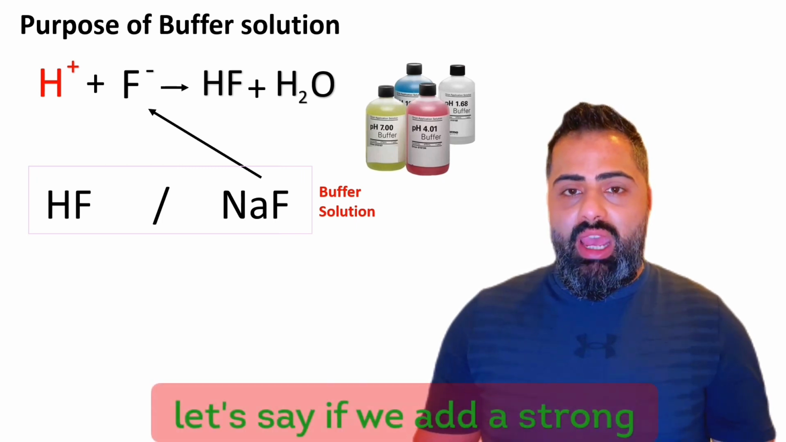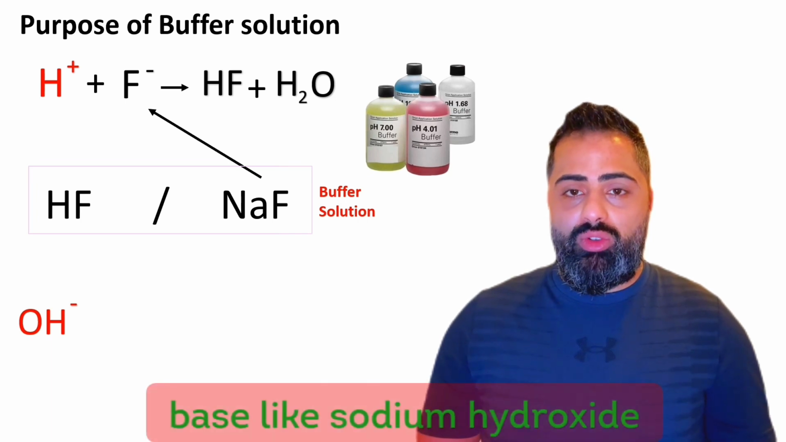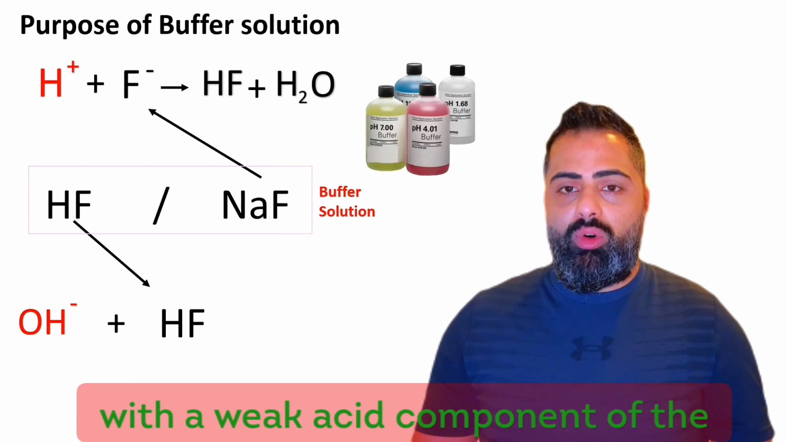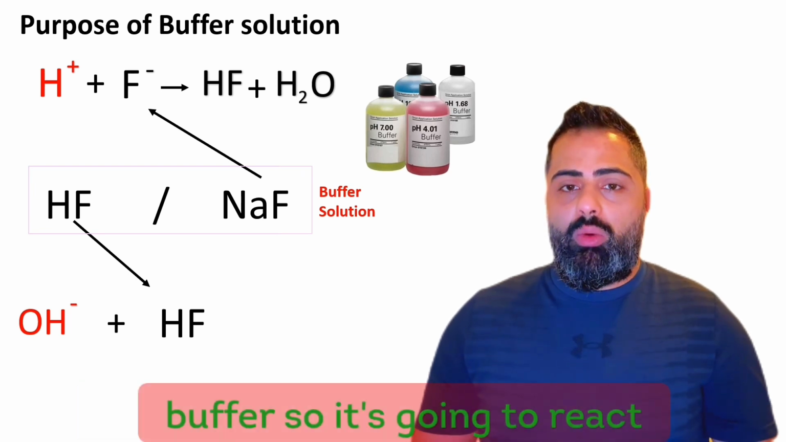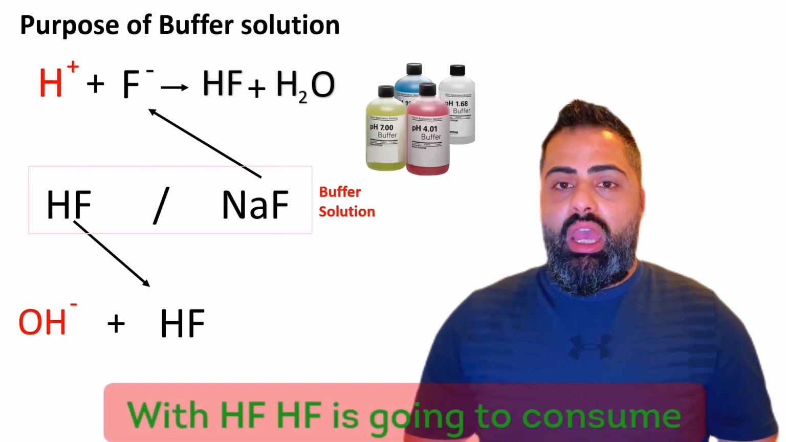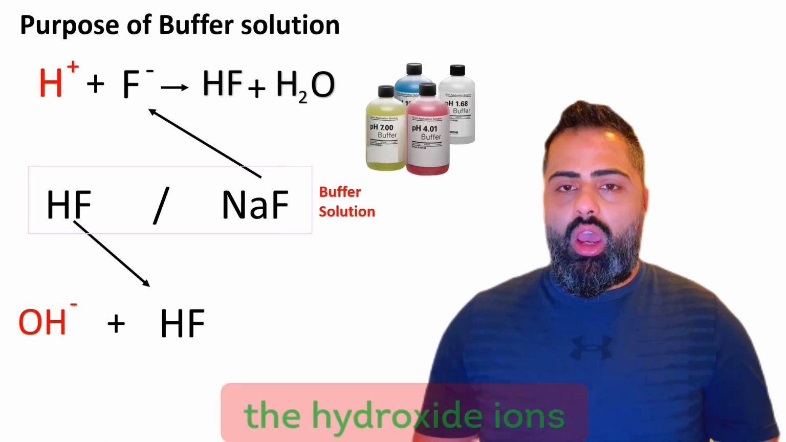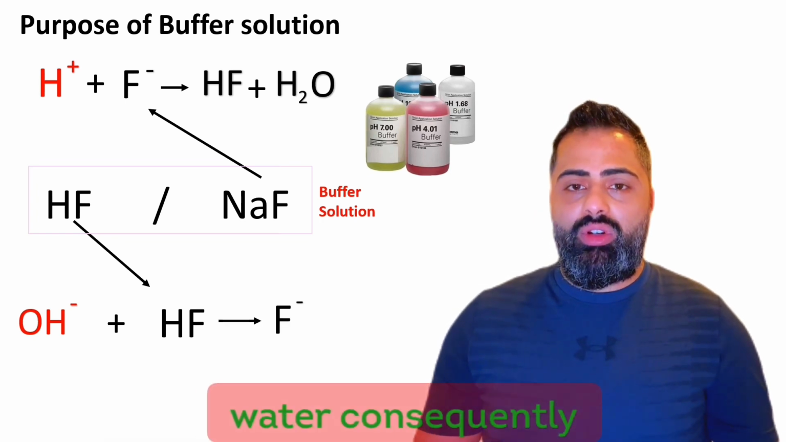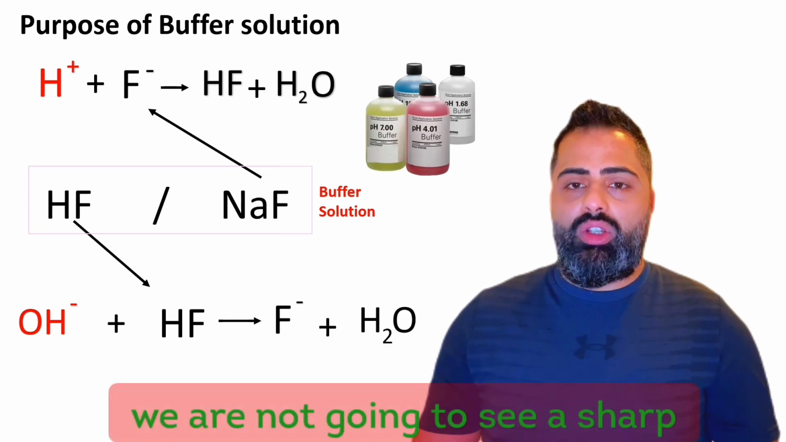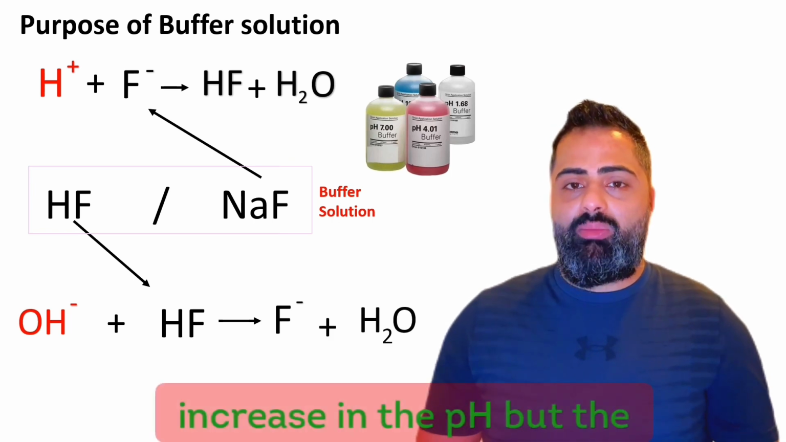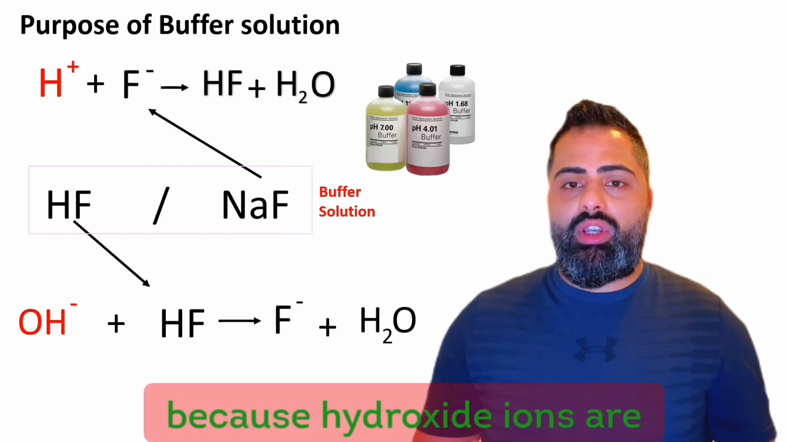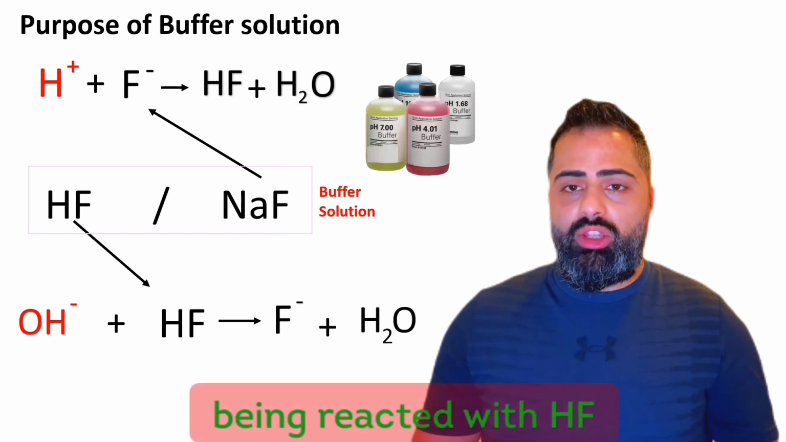Let's say we add a strong base like sodium hydroxide. Hydroxide ion is going to react with the weak acid component of the buffer, so it's going to react with HF. HF is going to consume the hydroxide ions, creating fluoride and water. Consequently, we are not going to see a sharp increase in the pH, but the pH will increase slightly because hydroxide ions are being reacted with HF.